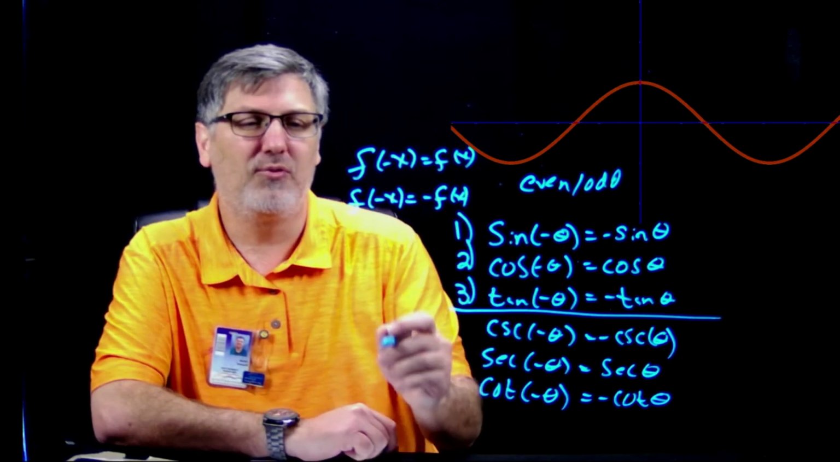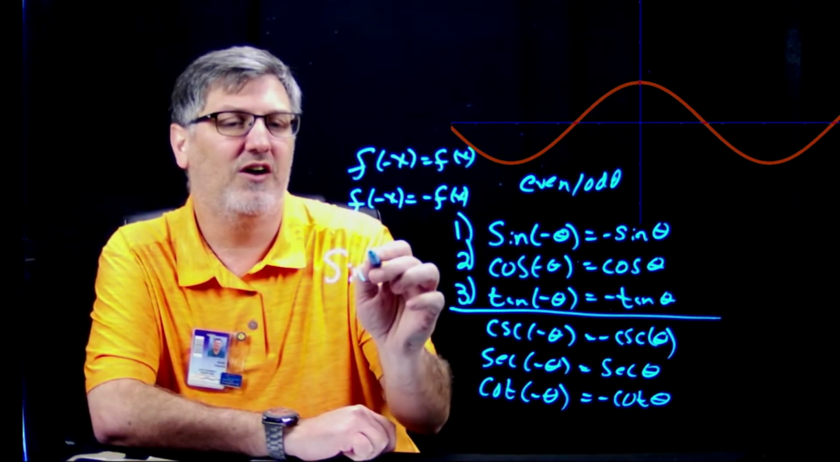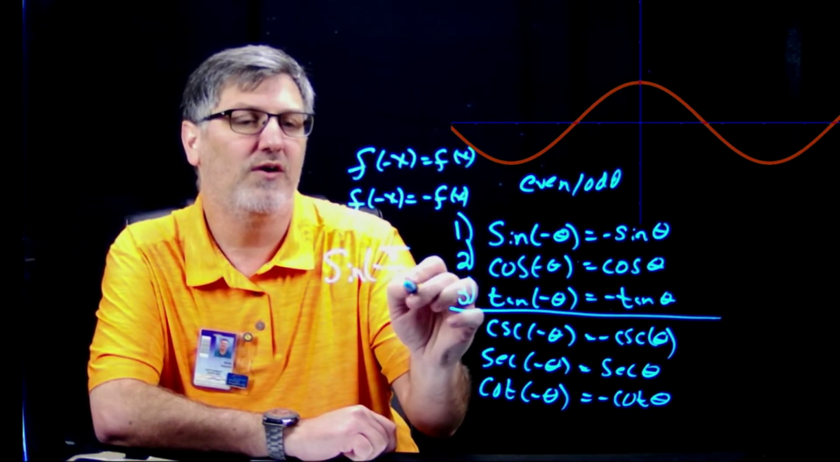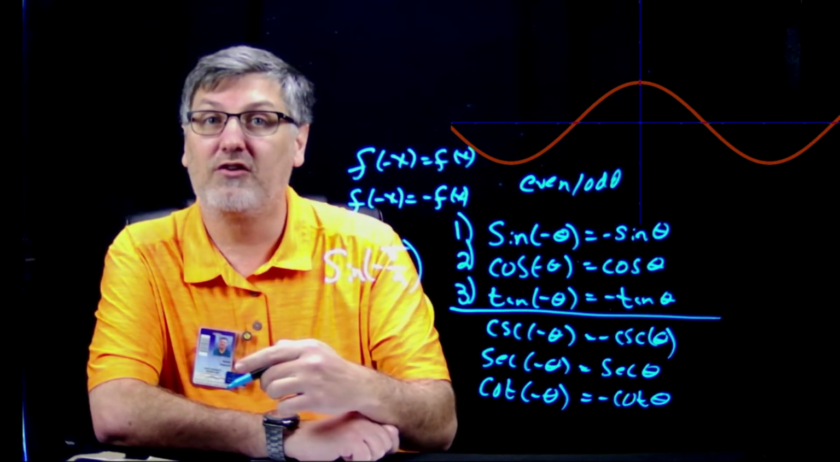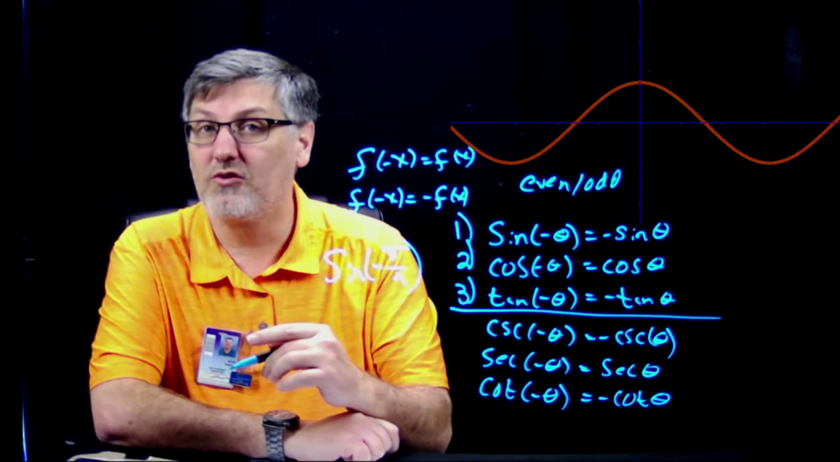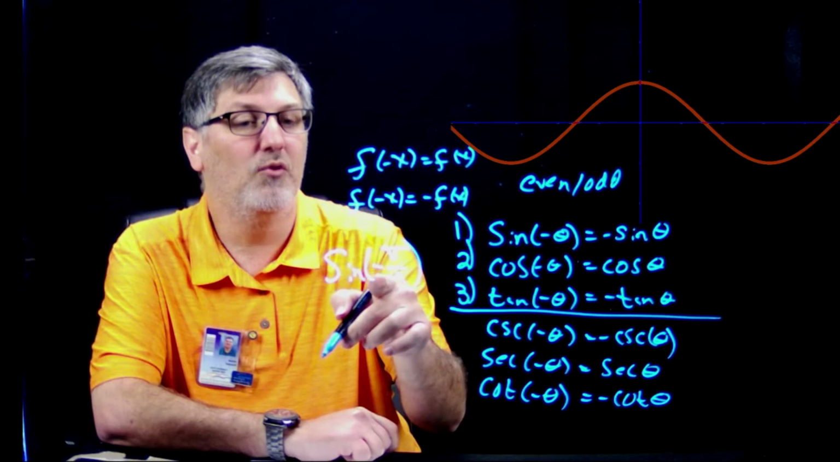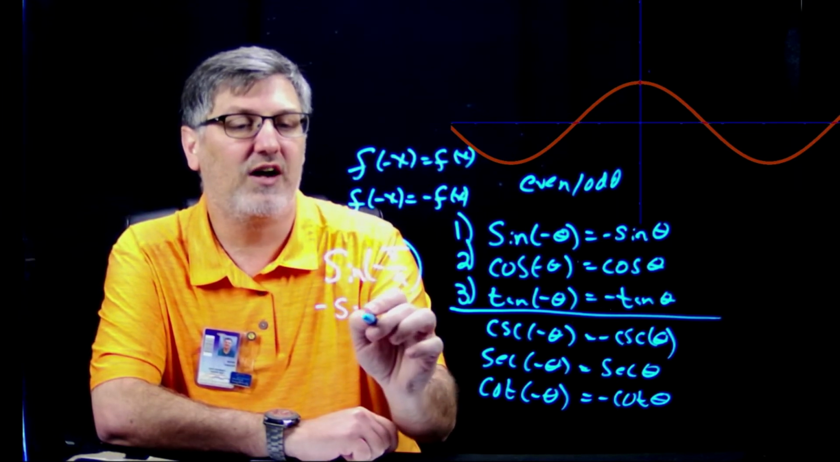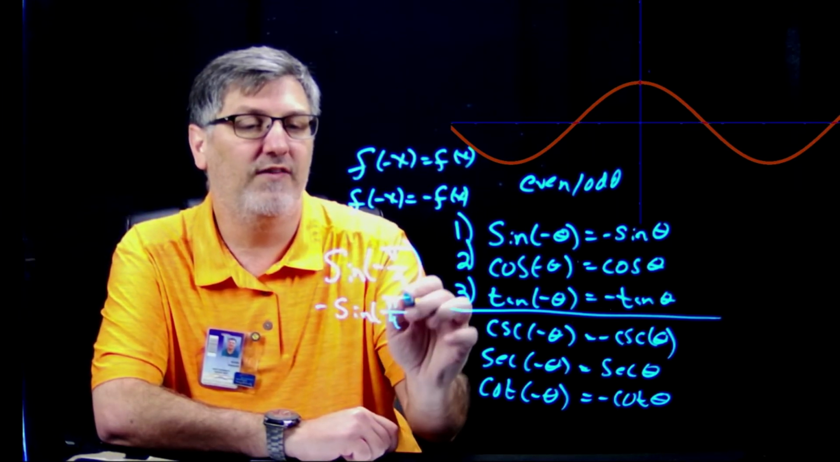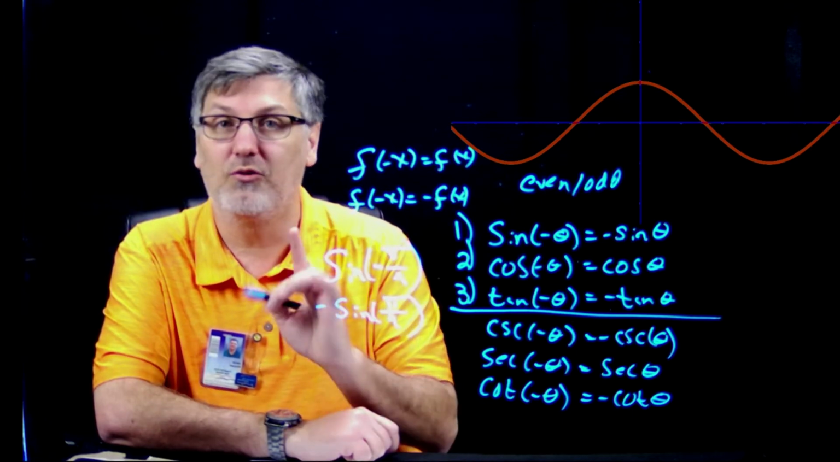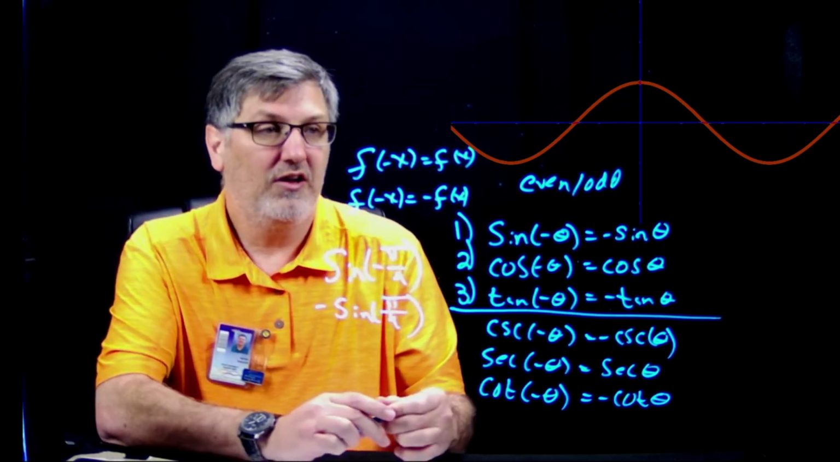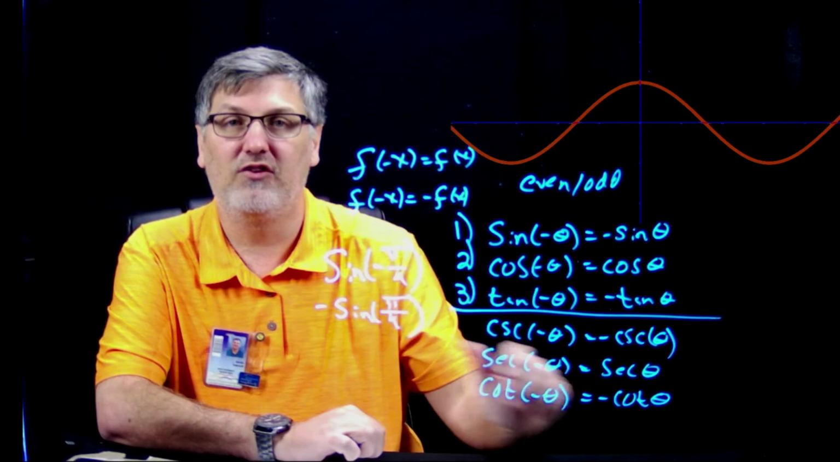A quick example of this: say I wanted to do sine of negative pi over 4. I could type that right into the calculator, I could go to my unit circle and look for it, or I could just move this negative to the outside, do negative sine of pi over 4, and they are the exact same answers. As long as you're using the even and odd identities, you never have to deal with negative angles again.